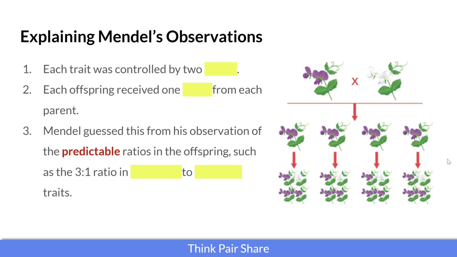Emily, number 1. Can you read the whole sentence? Each trait was controlled by 2 alleles. Very good. 2 alleles. Evia, can you read the sentence? Number 2. No, it's actually the same answer. One allele, very good. Each offspring received 1 allele from each parent.